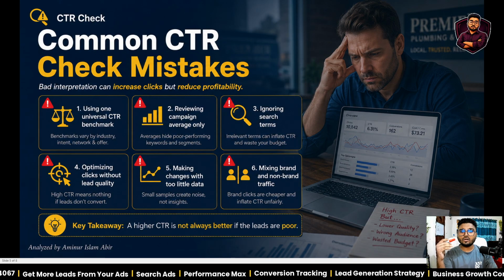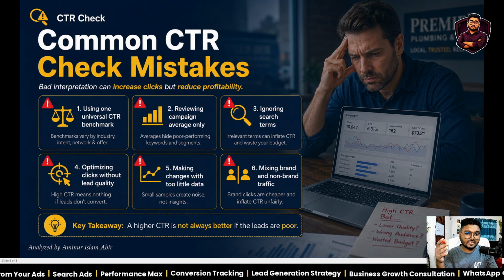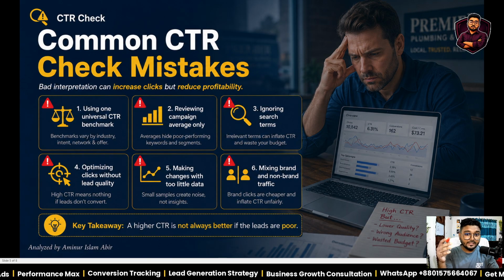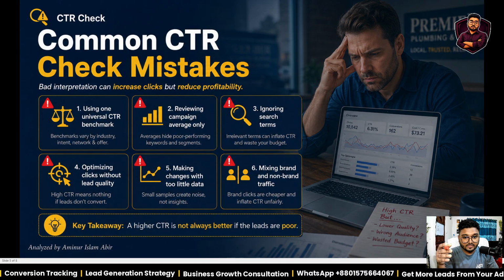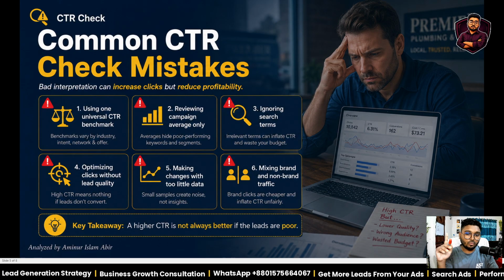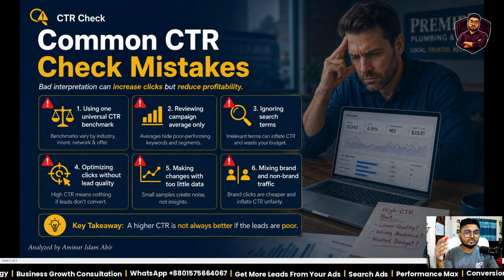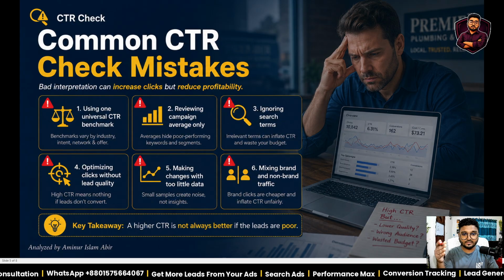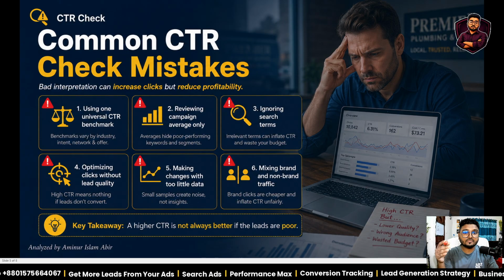The second mistake is checking only the campaign average. A strong average may hide one good ad group and another weak ad group, wasting money. The third mistake is ignoring search terms. If irrelevant searches receive impressions, CTR may fall. Even when the ad is well written, the issue may be targeting, not ad quality. The fourth mistake is focusing only on clicks. A headline such as lowest price guarantee may increase CTR but also attract price shoppers and weak leads. The fifth mistake is changing ads with too little data. A headline may look weak after a short time, but there may not be enough data to judge it.